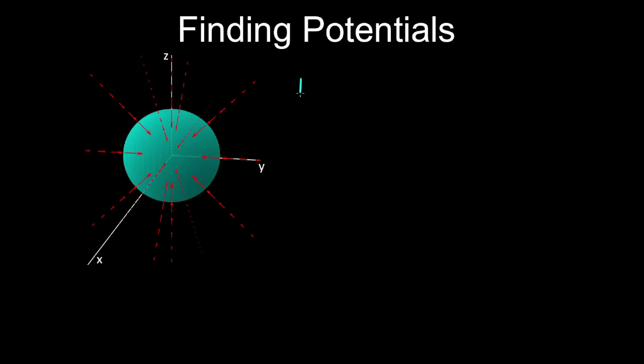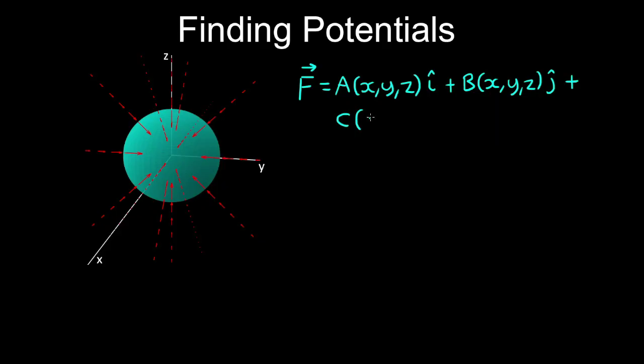We can determine if a vector field F is conservative by the component test for conservative fields. So if F is equal to a component function a of x, y, and z in the i direction, plus another function b of x, y, and z in the j direction, plus another component which is a function c of x, y, and z in the k direction, and this vector field is defined on a connected and simply connected domain.